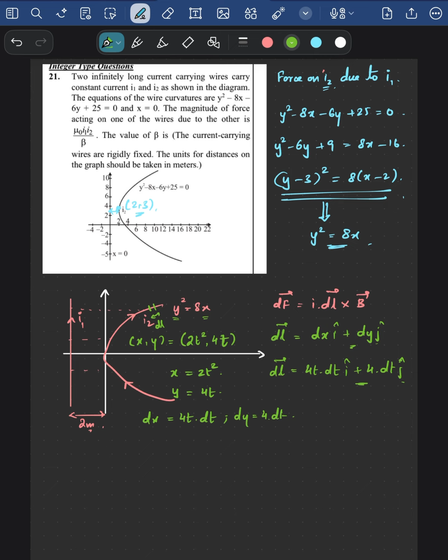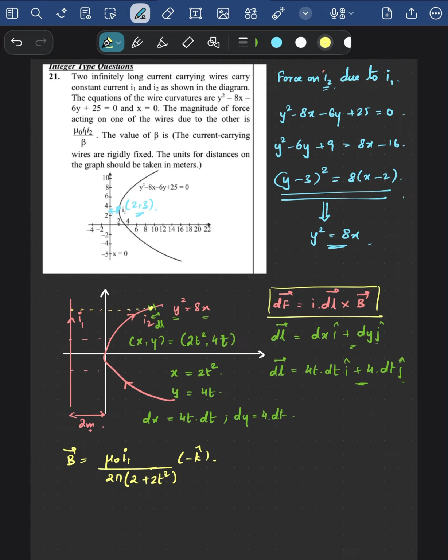B bar is the magnetic field due to the infinite current carrying wire. So your magnetic field due to the infinite current carrying wire just depends on the x coordinate over here. So that'll just be equal to mu naught I1 divided by 2 pi r. But your r value now will become equal to 2 plus 2t squared, and the direction of magnetic field will be along minus k. Right?